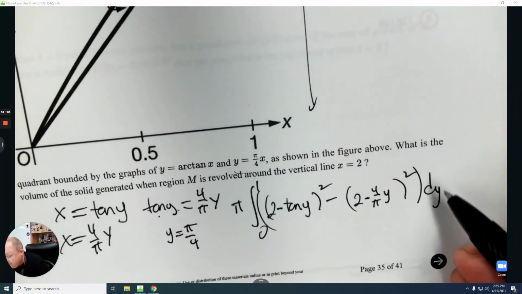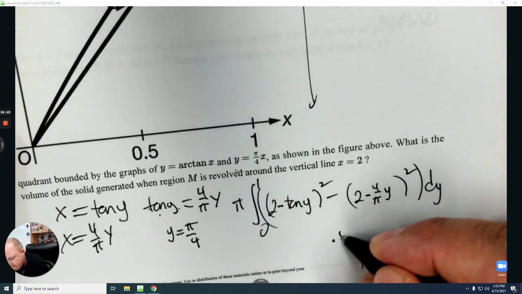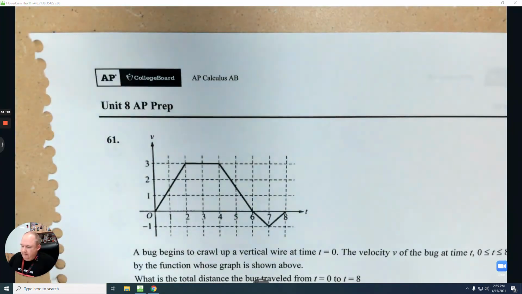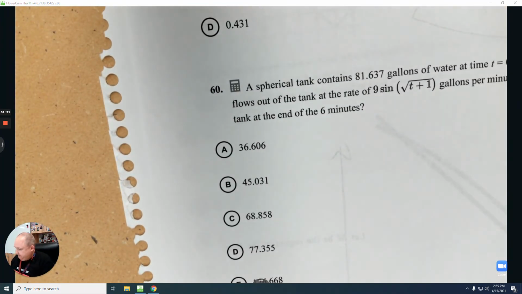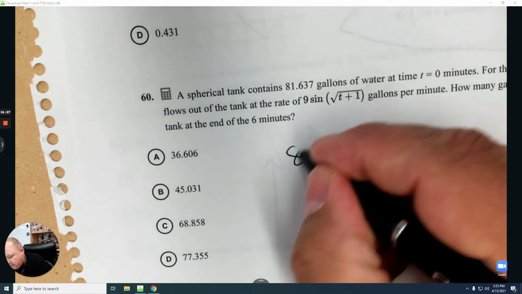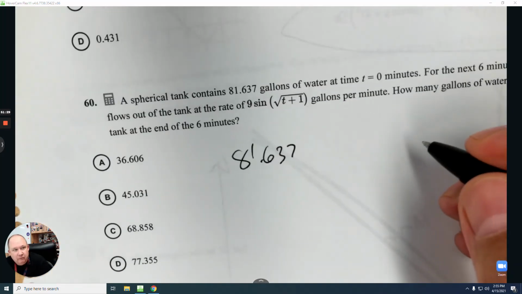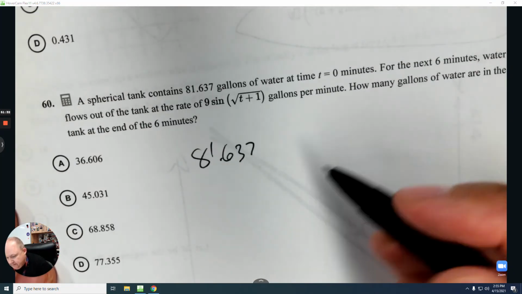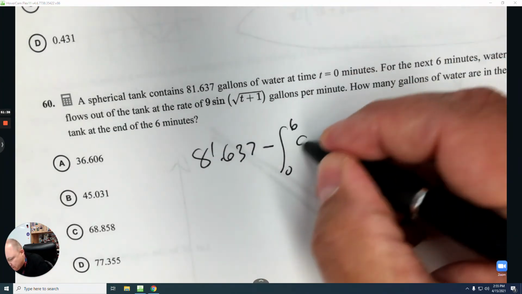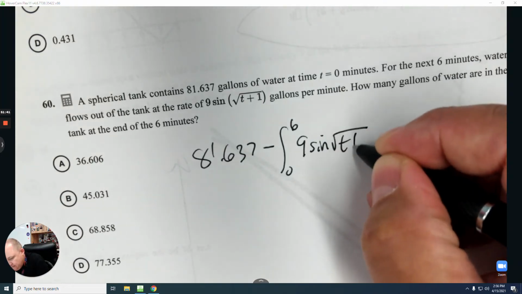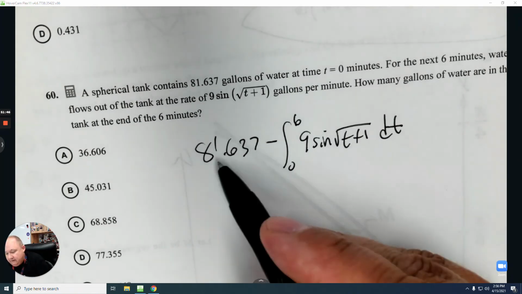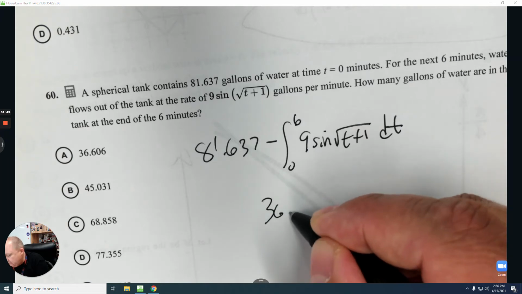This is what you type in the calculator. So try typing it in, and you get this answer. And the answer is D. Number 60. A tank has 81.637 gallons of water. For the next 6 minutes, the rate it flows out. So we're subtracting for the next 6 minutes at that rate. And then how much is in the tank at the end? Put it in your calculator and you get 36.606.